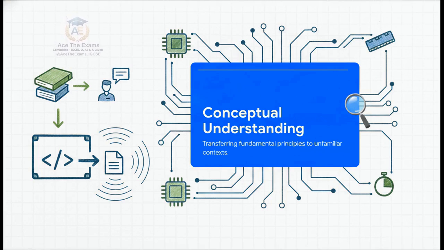It means asking yourself, if I change from an interpreter to a compiler in this specific hardware environment, what is the ripple effect? What happens to memory usage? What happens to execution speed? How does it impact debugging time? If you are rewriting your answer right now, think about those causal links. Every change has a consequence in computer science. Understanding that consequence is true conceptual understanding.